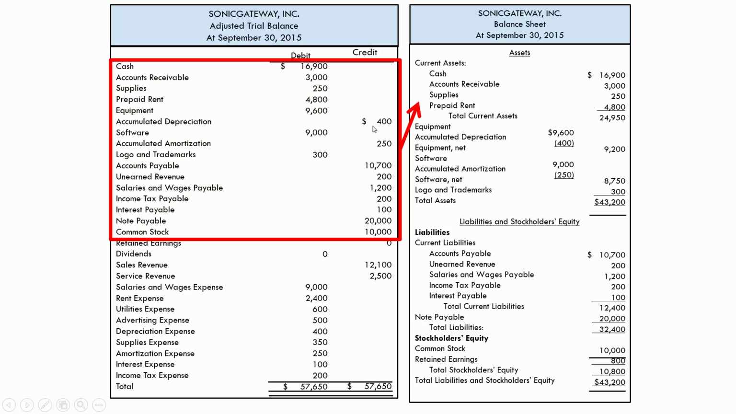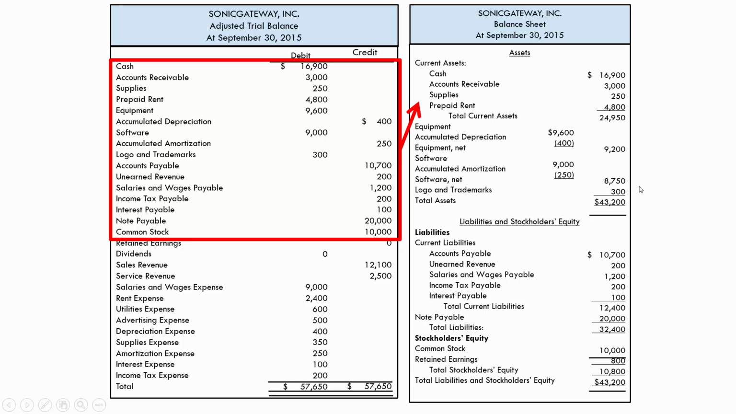As I said previously, the top part here, these are balance sheet accounts. Notice that this credit, which appears here for accumulated depreciation, does not show up as a liability. It shows up with its other associated account, equipment, and is put in here with the other fixed assets. So equipment is shown net of accumulated depreciation at $9,200. Software is shown at $9,000 net of the $250. This line is a little off here, and so the software net should be $8,750.